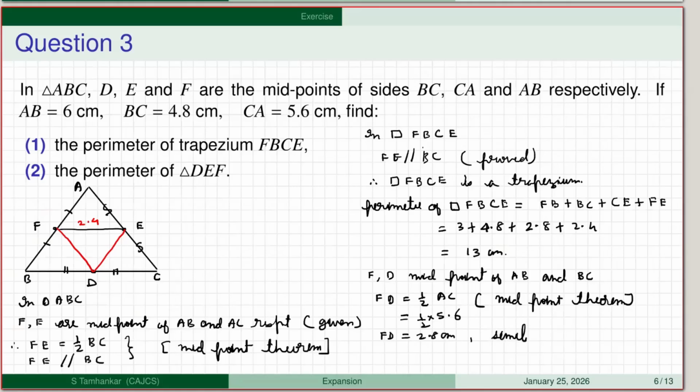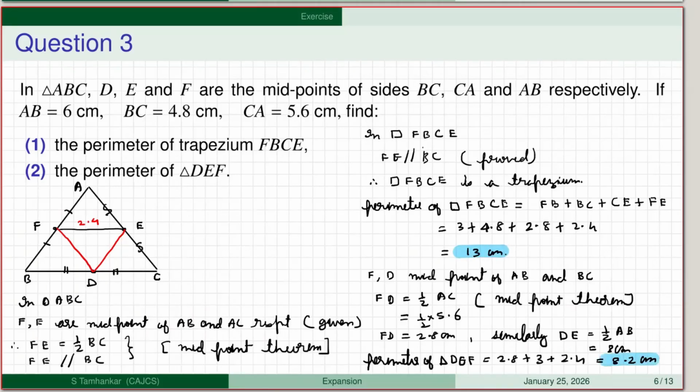Now, similarly, we can say DE will be half of AB. Okay, so we can write that DE is half of AB, and AB is 6, so that will give us 3 centimeters. And thus we get the perimeter of triangle DEF as 2.8 plus 3 plus 2.4. Okay, so that gives us 8.2 centimeters. So you write it as an answer statement. The first answer is 13 and the second answer is 8.2. Now let's go to the next question.